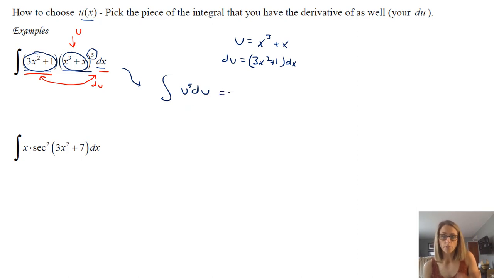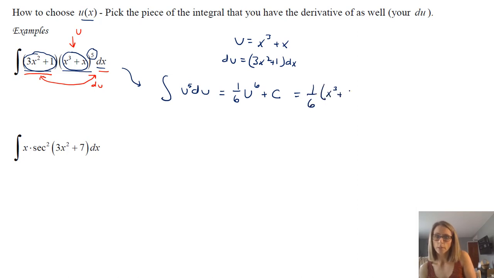These are indefinite integrals here. I'm not evaluating them. We'll do some of those, though, soon. So now I'm going to take my antiderivative. I'm going to add 1 to the exponent, divide by that new exponent, and then add c. Then I'm going to replace u with what I had for it, which is x cubed plus x, and that's to the 6th plus c.